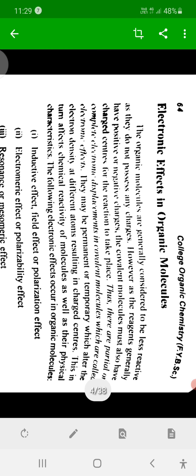Then next is electronic effects in organic molecules. Electronic effects in organic molecules.